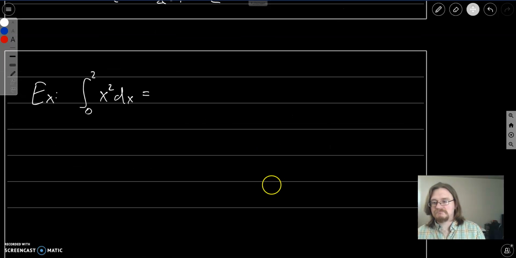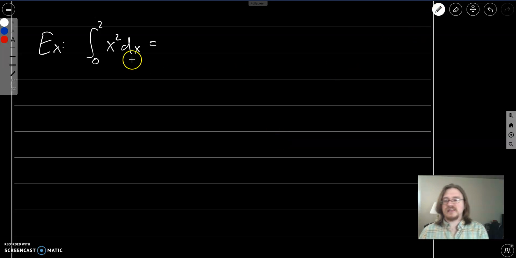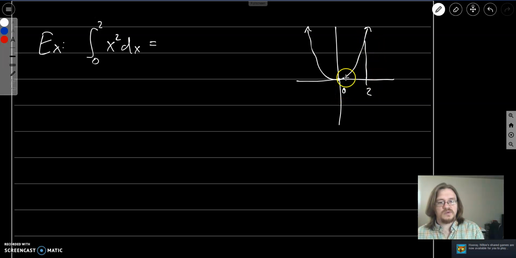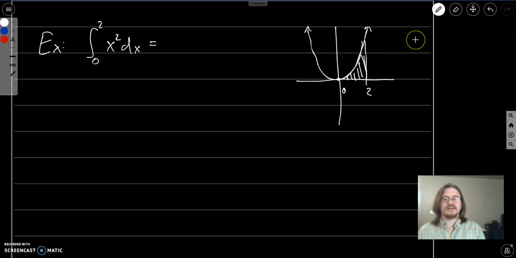Let's do another one. So here we've got the same bounds. We're going from 0 to 2, but now we're looking at x squared. So if I draw a picture of what this kind of looks like, let's just draw a bigger picture. X squared kind of looks like a parabola. And from 0 to let's say 2, we've got this shape that kind of looks like a triangle, but it's not a straight line up here. It's a curved line. So the question is, what is that area?